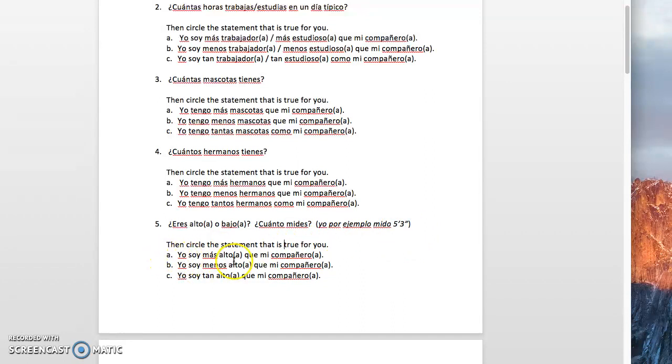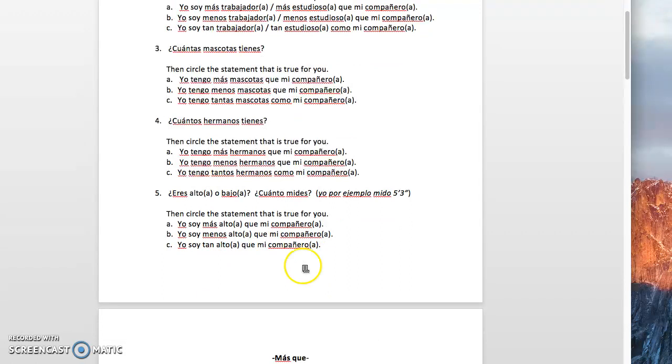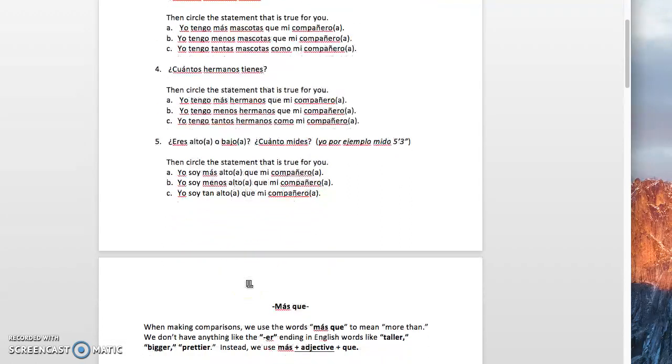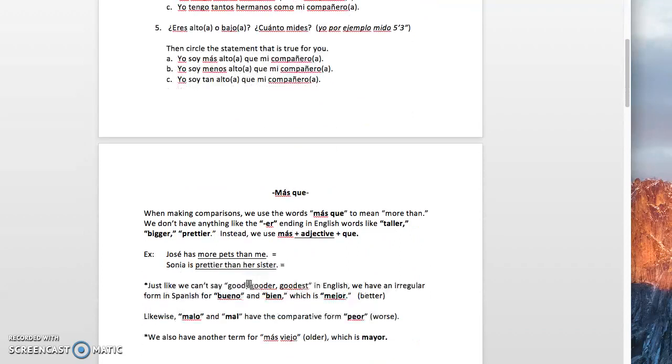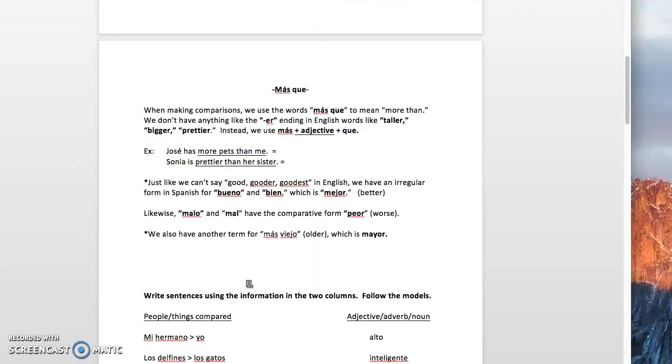Soy más alto o más alta que mi compañera. Soy menos alto o menos alta que mi compañera. Yo soy tan alto o tan alta que mi compañera. Vamos a mirar estos apuntes. Apuntes significa notes. Más que.